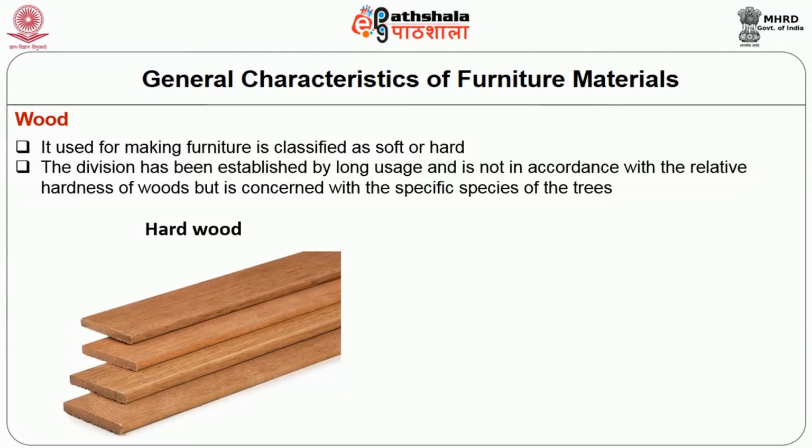Hardwood trees cast their broad leaves in the autumn season. These are darker and heavier. These include teak, oak, walnut, cherry, maple, mahogany, etc.